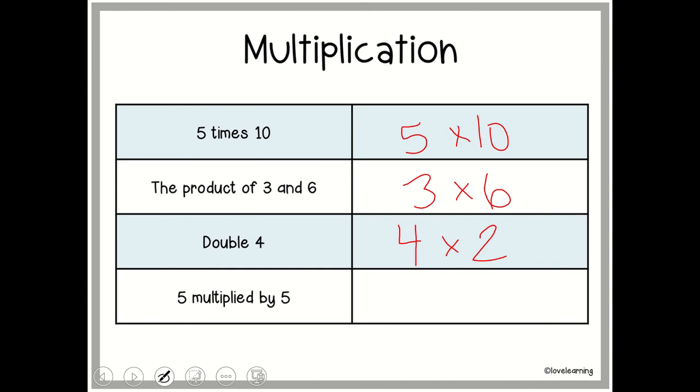And then finally, we have 5 multiplied by 5. This written expression actually tells me to multiply, so it's pretty simple. All I would have to do is write 5 times 5. See, this really isn't that hard, guys.